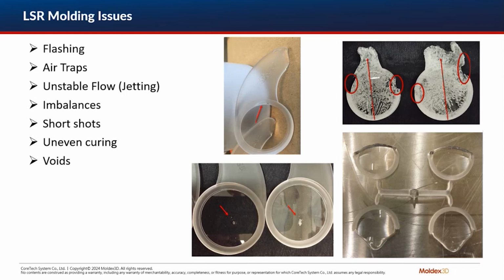Short shots are another issue. Uneven curing, right? Certain areas curing faster, certain areas curing later, and that could come from the mold temperature and how the temperature of the material is changing. But this could also lead to other issues, like not all the parts curing evenly, and we might run into a process where we have to put these parts into a post-mold curing process, right? Voids could be another issue.